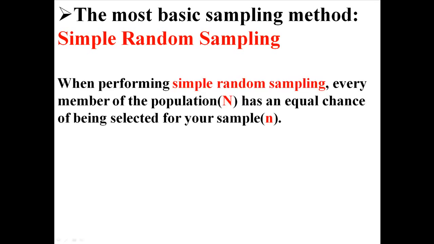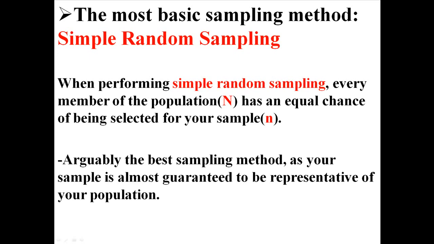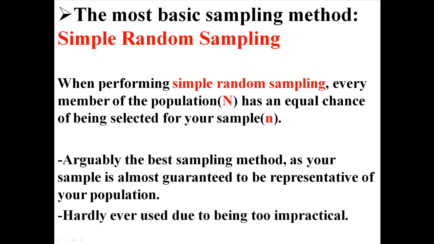Now, the most basic sampling method is called simple random sampling. You've probably heard of it already. When performing simple random sampling, every member of the population has an equal chance of being selected for your sample. Arguably the best sampling method, because your sample is almost guaranteed to be representative of the population, but it's hardly ever used because it's too impractical. I mean, in order to do this properly, you have to know who every single person in your population is, and that's often impossible. So we might do something called stratified sampling.